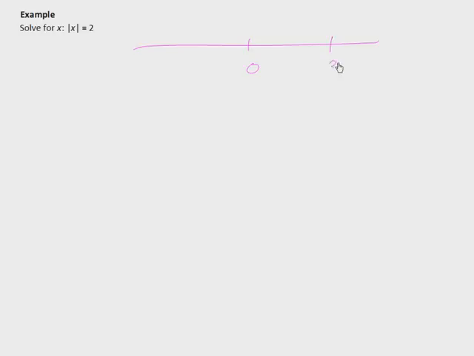Well, one number is 2. Its distance is clearly 2. And minus 2 also has a distance 2. So x must be 2 or x must be minus 2. These are the two numbers whose absolute value is 2.